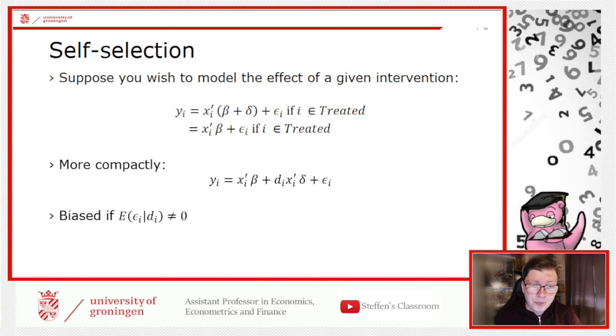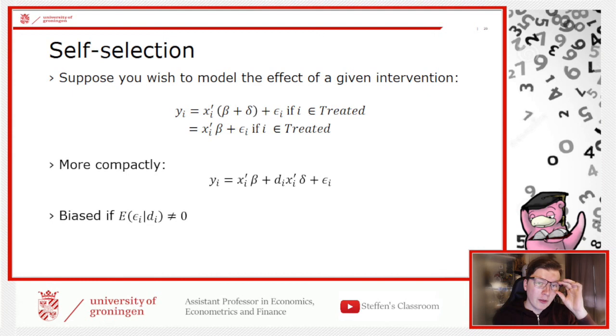But the problem here is you will get what we call a self-selection bias if you have a correlation between the error term and your dummy here. What does that mean? That means that there's something we don't observe that makes a person more or less likely to self-select them into a given program.